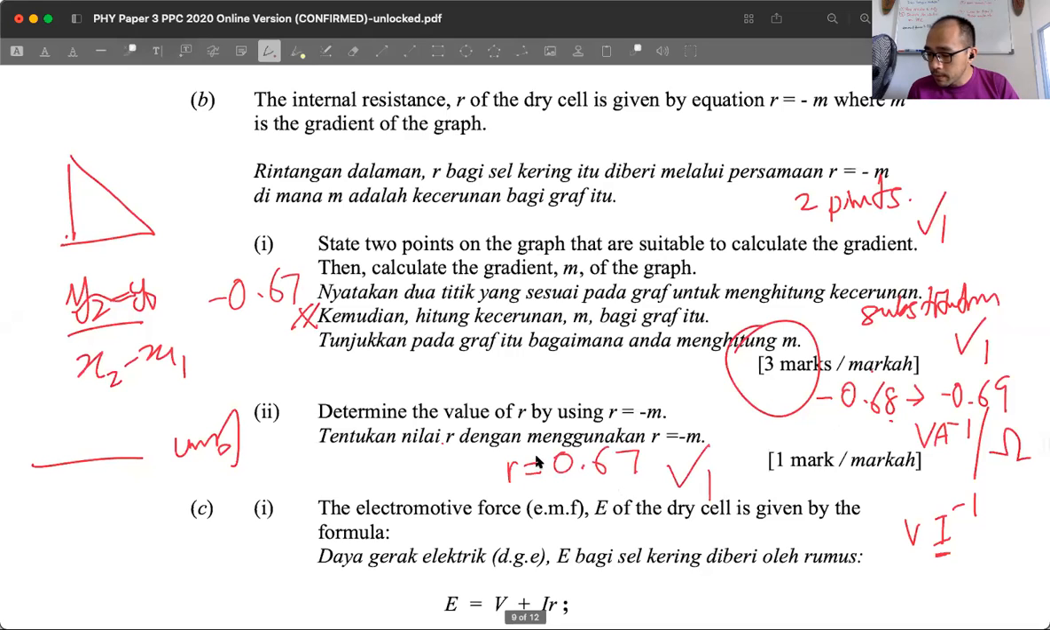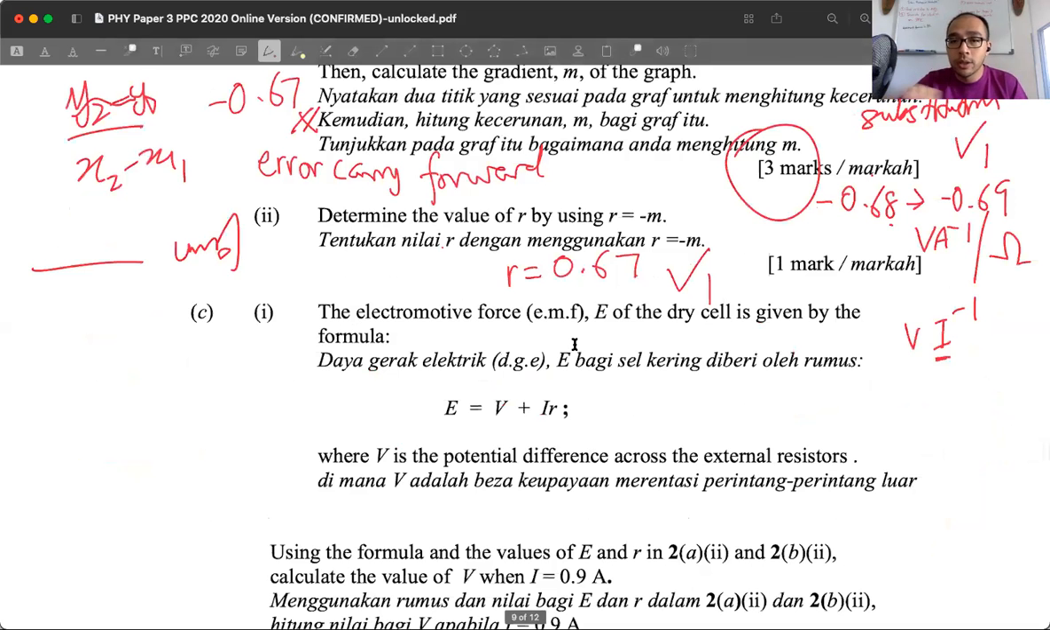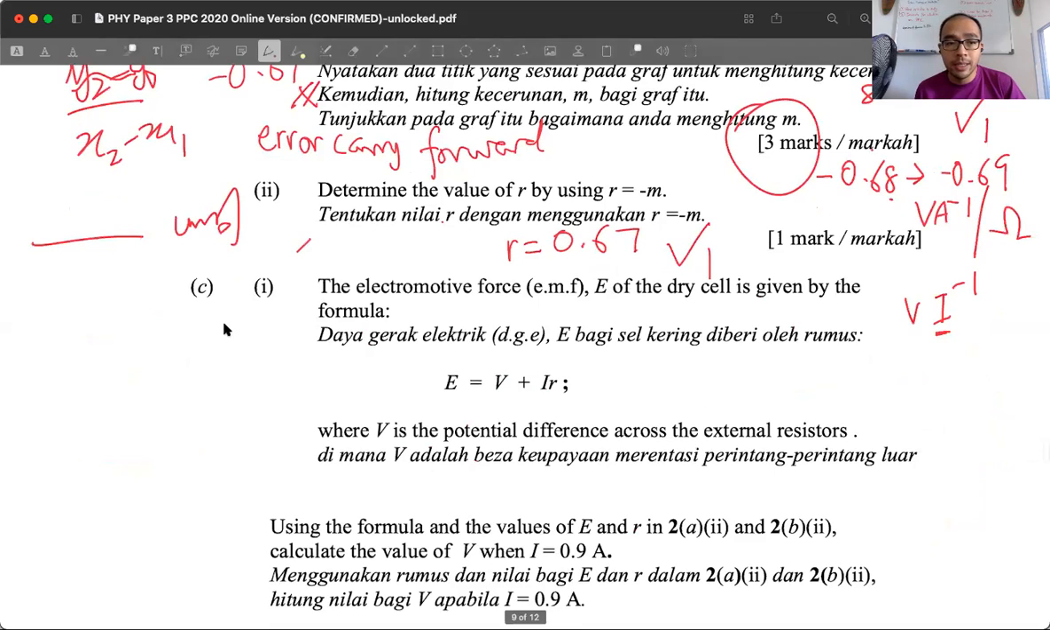Okay, error carry forward. So we call this an error carry forward. That means you made the error in the first question. Okay, so we carry forward the error. So here I will accept. I will not penalize you so many times. Okay, you will not be penalized many times. So don't worry about that. Okay, so error carry forward. So even if your answer is wrong, you will still get correct. But the actual correct answer is between 0.68 to 0.69.